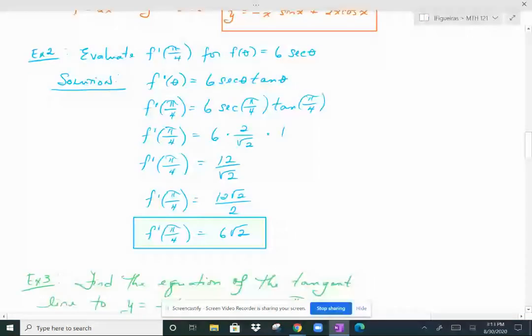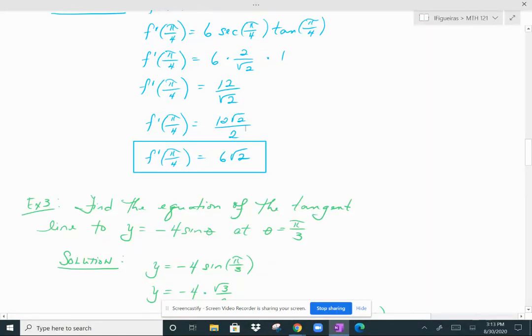All right, let's do another one. This time we want to find the equation of the tangent line to the graph of y equals negative 4 sine of theta at theta equal to pi over 3. All right, so in order to find the equation of a line, you need a point and a slope. So I don't quite have the point, I just have the first part of the point.